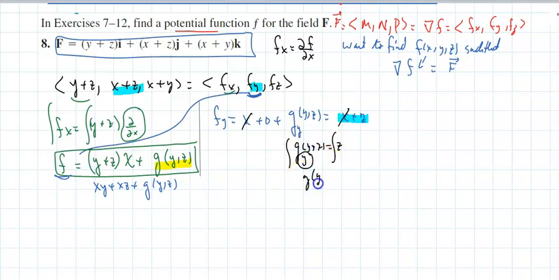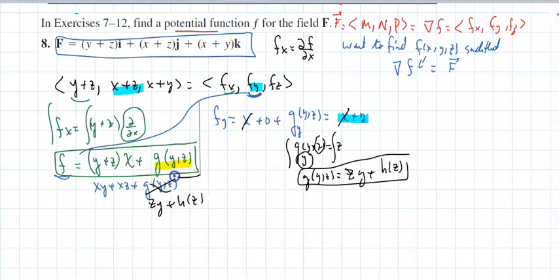So g of yz would be zy plus a function of z, for the same analogy that we used before. So now I know this is zy plus h of z. That's my answer so far. I need to find what this is. And now I go for the last piece that I haven't used yet.